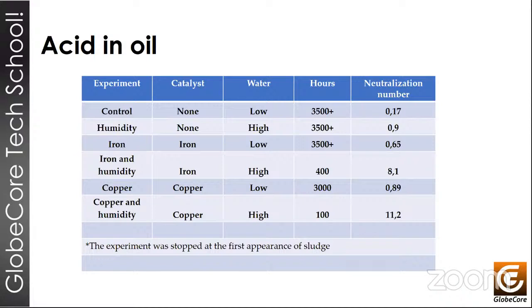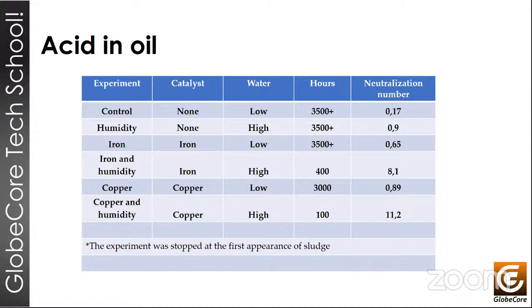And then they went through the same process with copper and a low amount of moisture. After 3,000 hours, the neutralization number was 0.89, and that's also a very high value for the neutralization number. And then they performed the biggest test of them all using copper and moisture. And only after 100 hours, it was found that sludge formation began, and the neutralization number reached 11.2 milligrams of potassium hydroxide, which is extremely high.